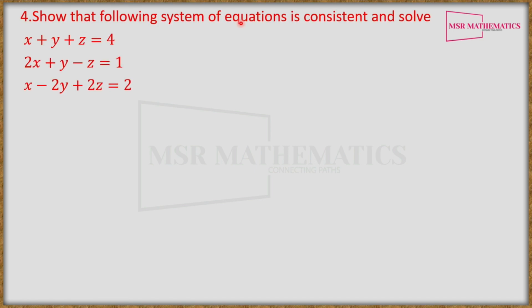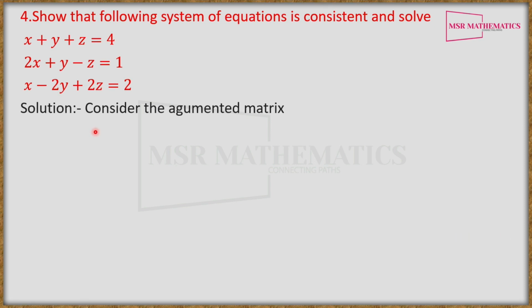Show that the following system of equations is consistent and solve: x plus y plus z is equal to 4, 2x plus y minus z is equal to 1, x minus 2y plus 2z is equal to 2. Here the procedure is the same for all the problems. We have to show that the system is consistent, that is, that rank of A is equal to rank of [A|B].